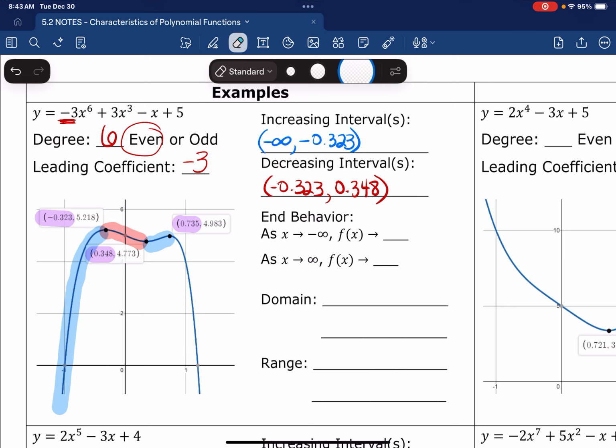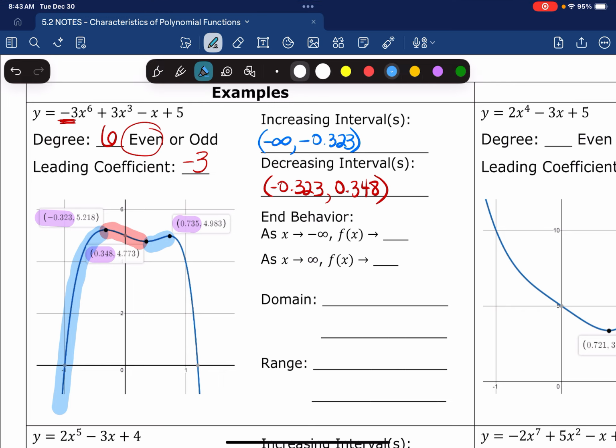Uh-oh, do we have that one written down? Oh yeah, it's negative. I went crazy there for a second.